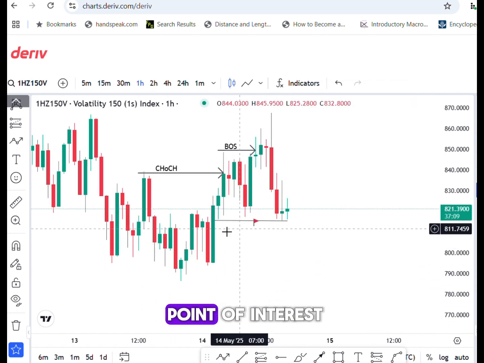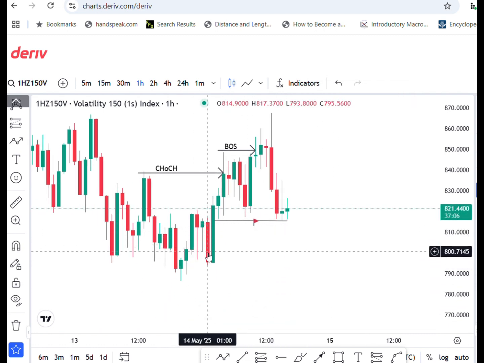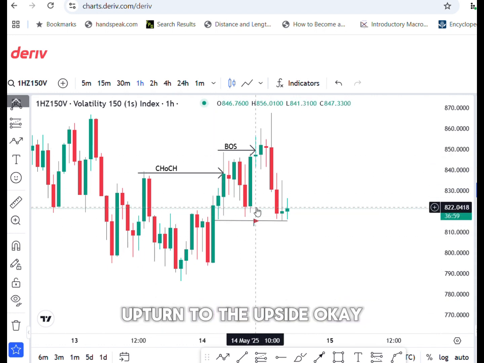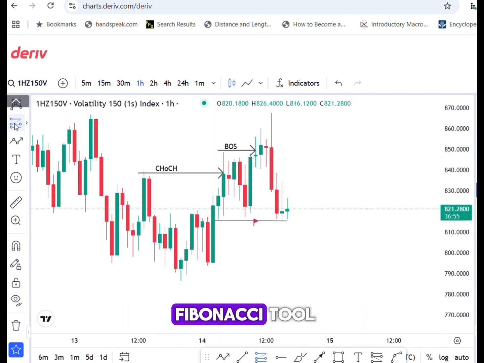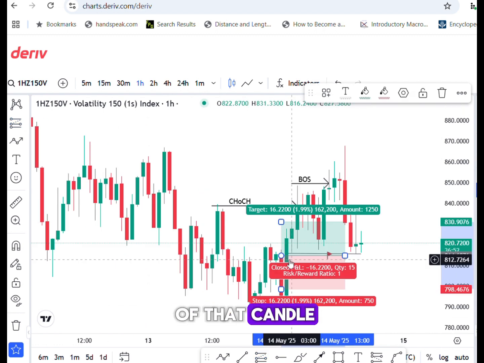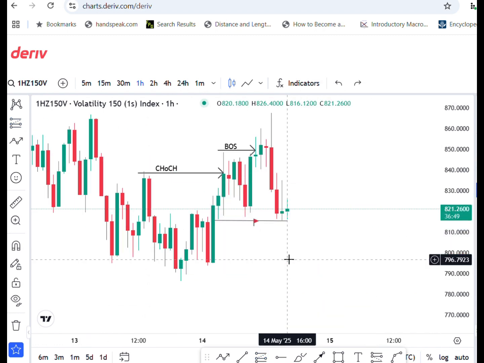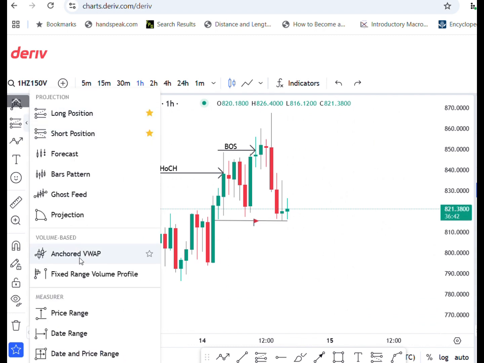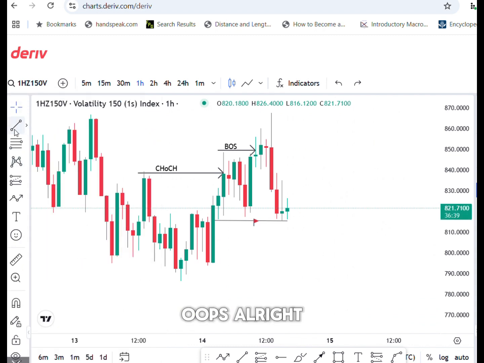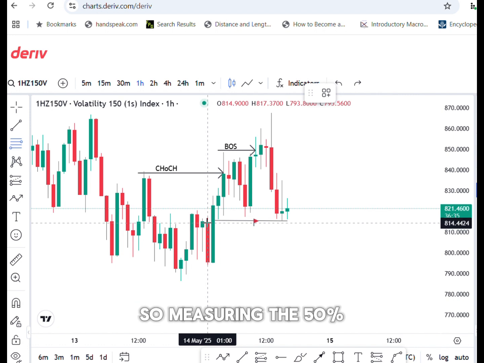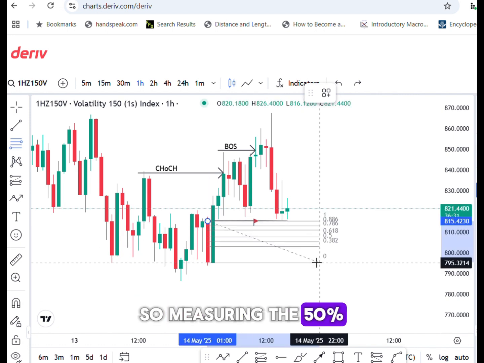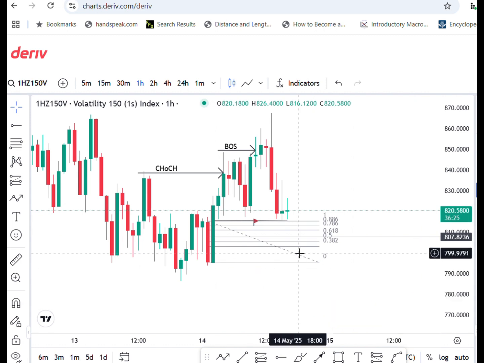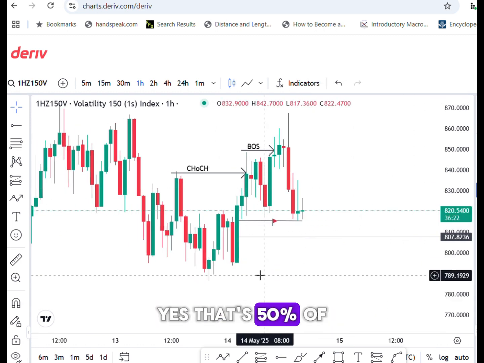So where is my point of interest? It is this last bearish candle, this last red candle. That was the last bearish candle before this bullish upturn to the upside. Okay, so now pick out my Fibonacci to measure the 50% of that candle. Oops, sorry. All right, so measuring the 50% of that candle is somewhere here. That's 50%. Let me delete the Fibonacci. Yes, that's 50% of that candle.